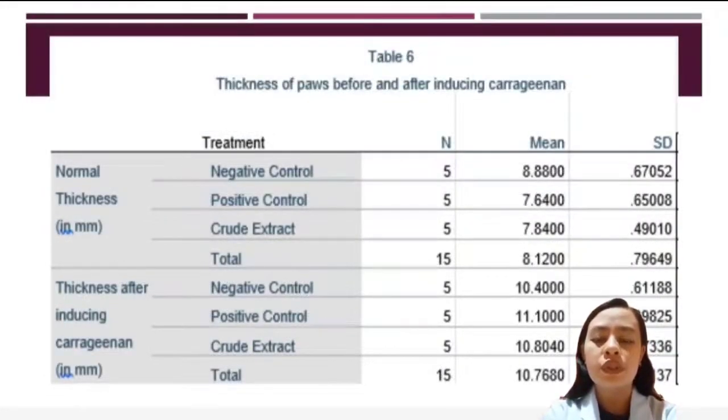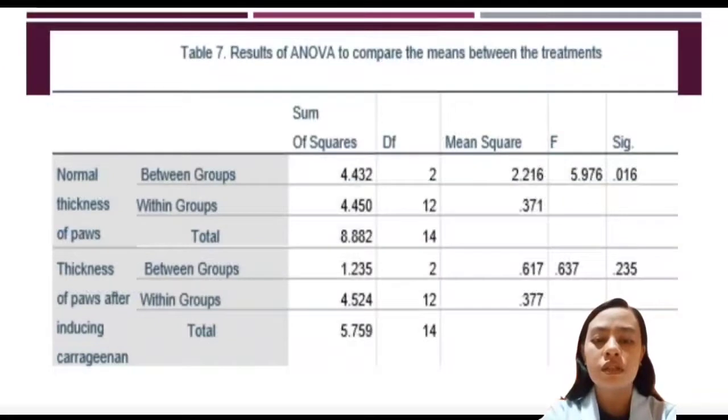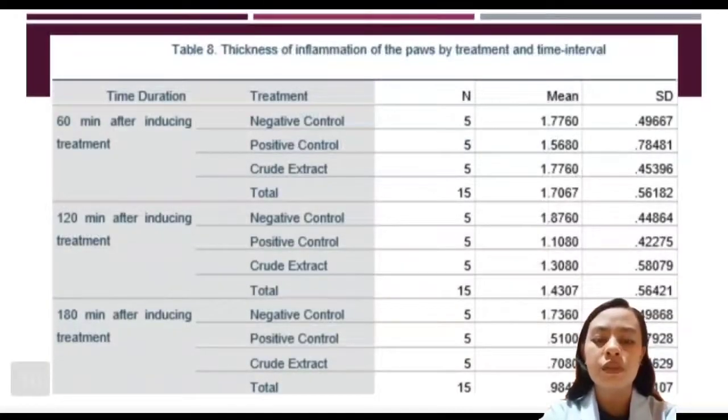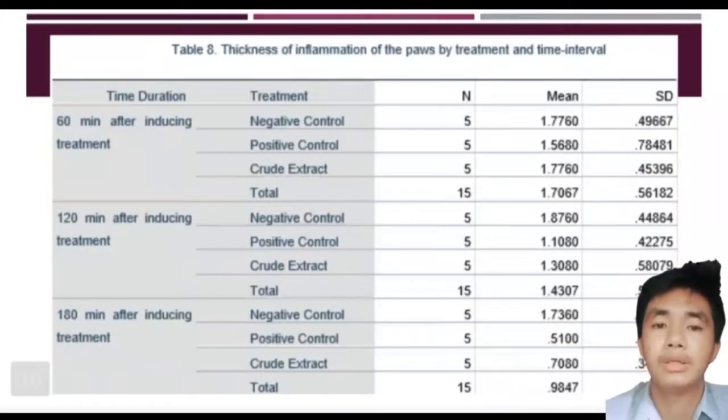Table 6 shows the normal thickness of the paw and its thickness after inducing carrageenan. It concluded that there are differences between the means of the normal thickness of the paw of the cheeks in the 3 treatments. Table 7 shows that there is no significant difference between the means of the treatment groups before inducing carrageenan. It concluded that there is no significant difference between the means of the thickness of the paw in the 3 treatment groups. Table 8, thickness of the inflammation of the paw by treatment and time interval.